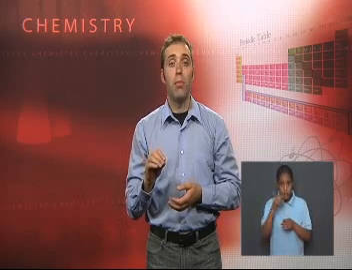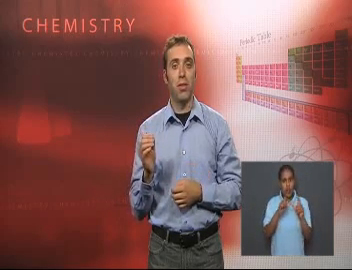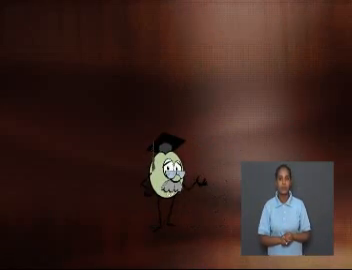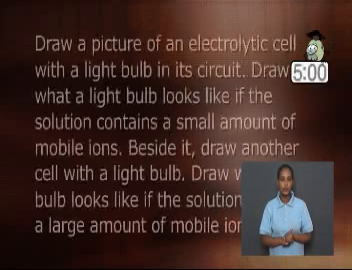Students, let us do an activity. Draw a picture of an electrolytic cell with a light bulb in its circuit. Draw what a light bulb looks like if the solution contains a small amount of mobile ions. Beside it, draw another cell with a light bulb. Draw what that bulb looks like if the solution contains a large amount of mobile ions. Students, let's get ready. Begin.